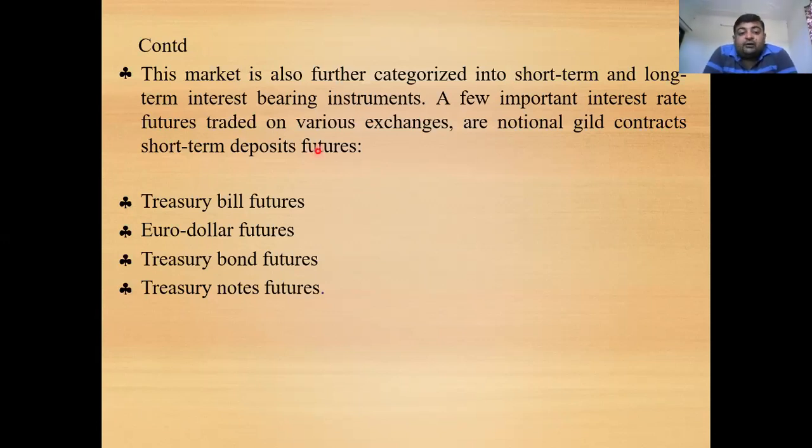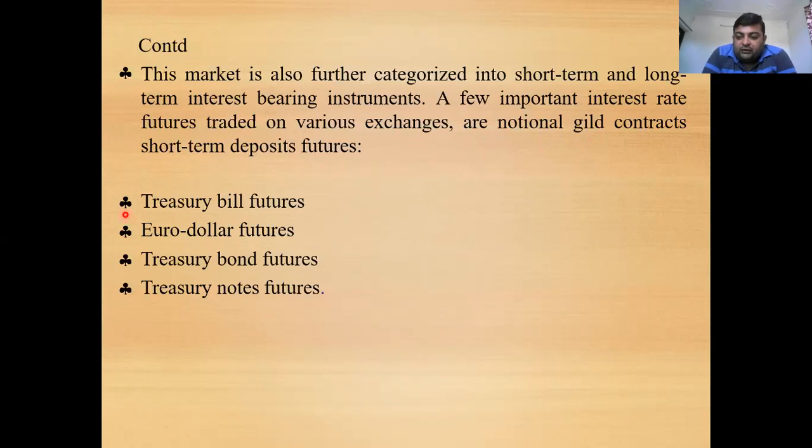A few important interest rate futures traded on various exchanges are national grid contracts. For example, I have given the example of REC, that is the Rural Electrification Board. Again, in India it is REC, it may be national grid contracts, and also short-term deposit futures.